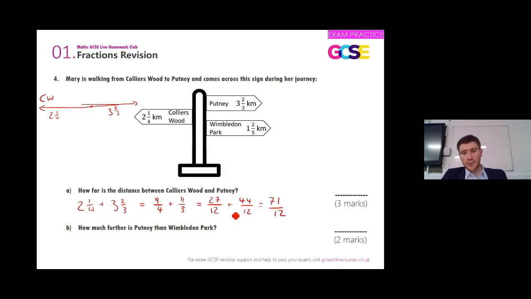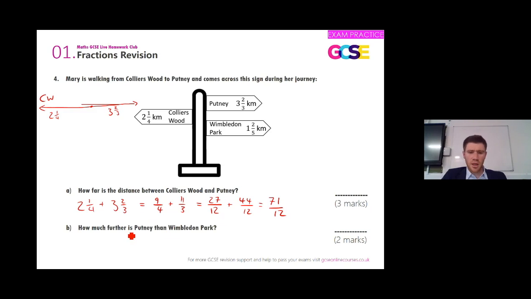Okay, I don't have to put that into mixed form unless I'm asked to. You will get full marks if you are not asked to do it. You don't have to do it. So I'm going to leave it as 71/12.